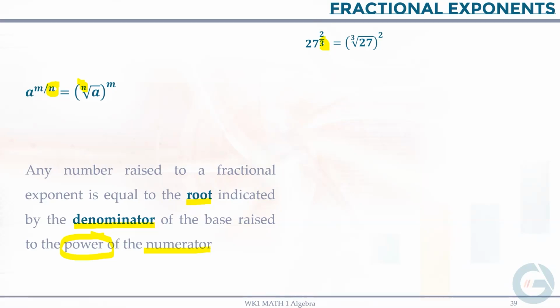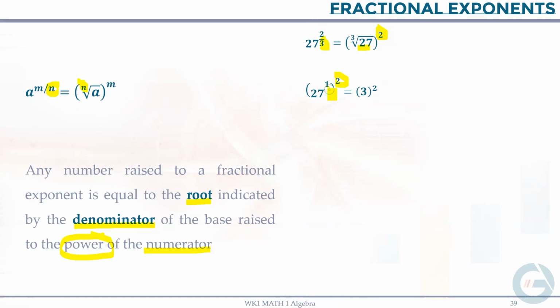The left side of the equation, 27 raised to 2/3, we can express in terms of 27 raised to 1/3, squared. By the power rule, we can multiply 2 and 1/3, which gives us 2 over 3. On the right side of the equation, the cube root of 27 is 3, since 3 times 3 times 3 gives you 27. So we have 3 squared.